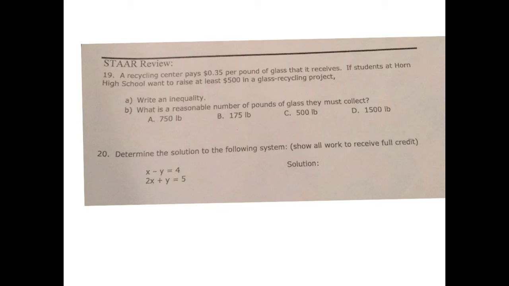The 2-star review problems, these are some things we studied back in the last 6 weeks. They probably show up on another checkpoint here or there, somewhere along the way. So the recycling center pays 35 cents per pound, so per means we're going to multiply. If the students at Horn want to raise at least, so that means greater than or equal to, $500 in glass, then we need to write an inequality. So it's 0.35 times the pounds, and we want to be greater than or equal to $500.